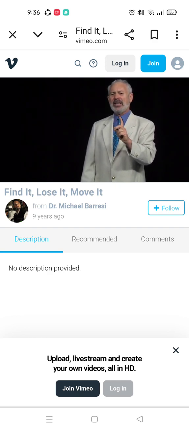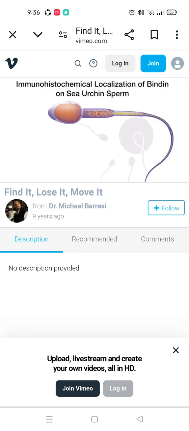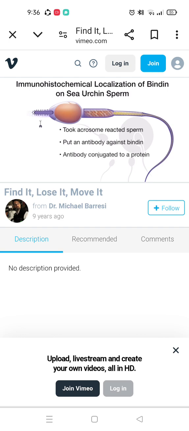Now, to find it, immunohistochemical localization of bindin was demonstrated. What they did was they took an acrosome-reacted sperm. They took sperm with acrosomes coming out, and they put an antibody against bindin onto the sperm, such that if the sperm had bindin anywhere, the antibody would bind to it. Not only that, the antibody was conjugated to a protein which would take diaminobenzidine, DAB, in the presence of hydrogen peroxide and turn it into a dense blue-black precipitate.